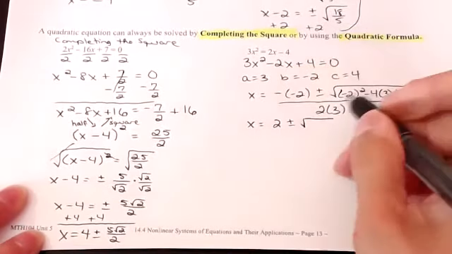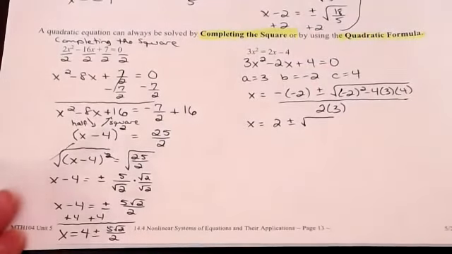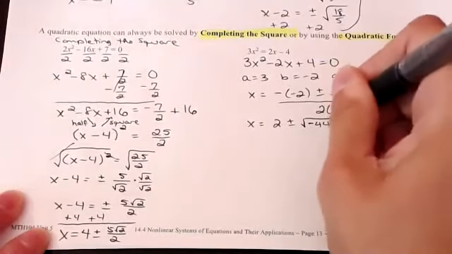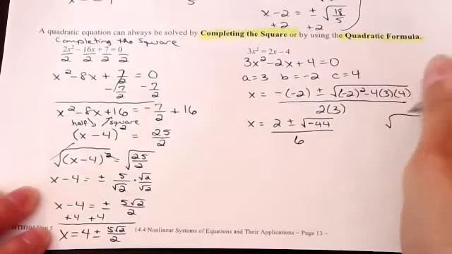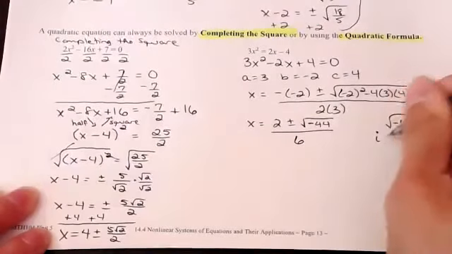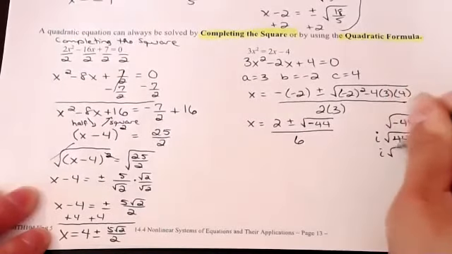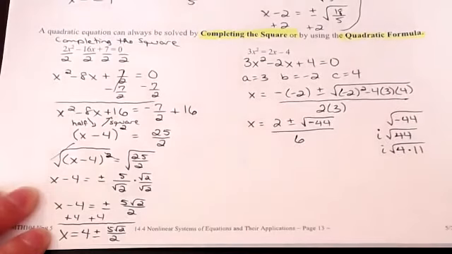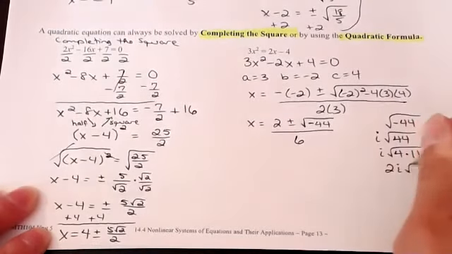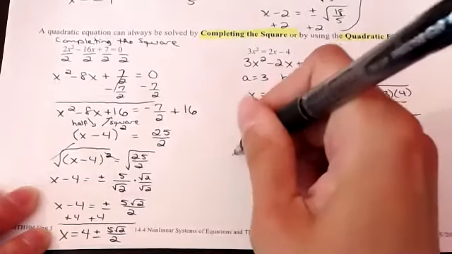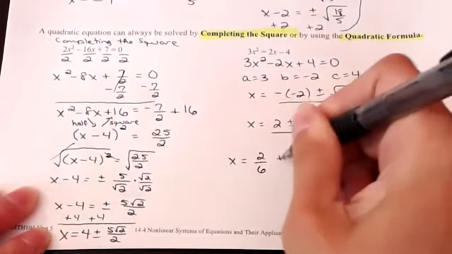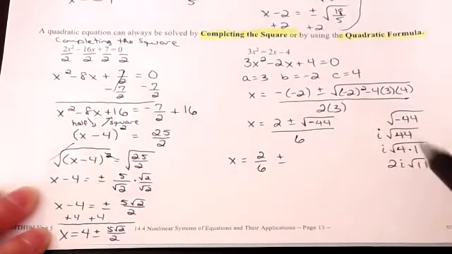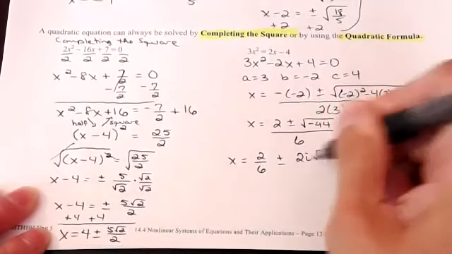We're definitely going to do the math underneath here. So it's going to be a positive 4 minus 4 times 3 times 4, which is negative 44. And then this is over 6. Clean up what's here. The square root of negative 44, we take out the i first. And then we factor this into 4 times 11, where 4 is the perfect square. So we get 2i square root of 11. So we now have x is equal to 2 over 6 plus or minus 2i square root 11 over 6.